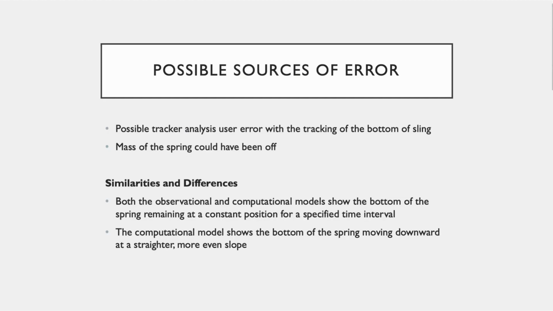Some similarities and differences between the observational and computational models: both show the bottom of the spring remaining in constant position for a specified time interval. The computational model shows the bottom of the spring moving downward with a straighter, more even slope.